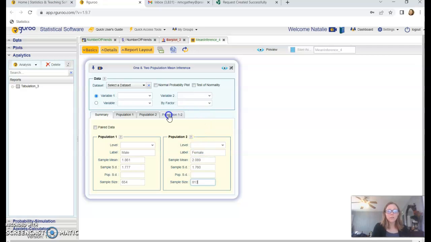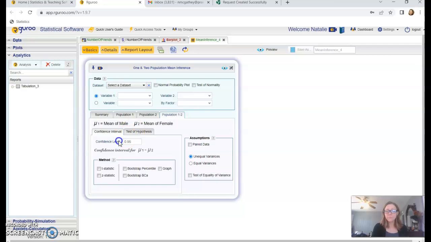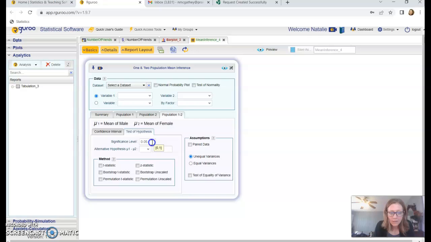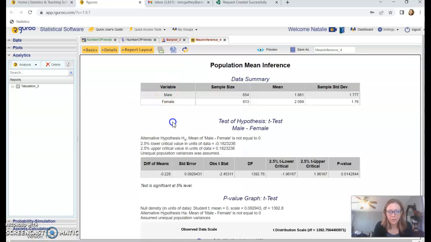Now I'm going to click over here to population 1 minus 2. This will allow me to do a test of hypothesis and confidence intervals. First, I'm just going to click on test of hypothesis, and I will put in my alternative hypothesis, which is that if I subtract the two means, it is not equal to 0. And I need to click on the t-statistic here. The significance level, I could put this in or not. That's for our guru to tell you what the result is, but really we'll just look at the p-value and determine for ourselves. So it doesn't really matter, I'm going to ignore that for now.